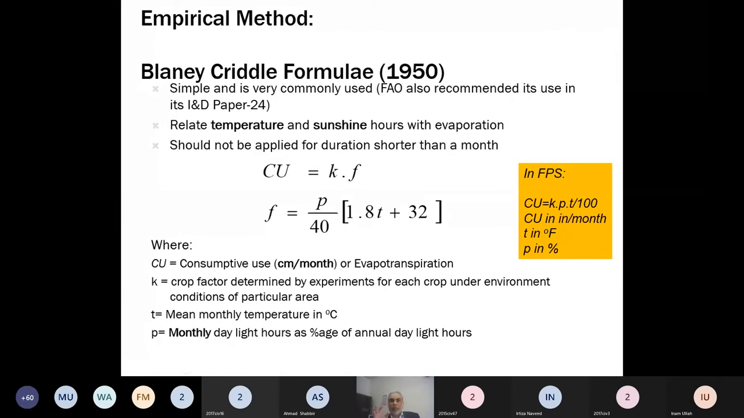Hopefully everybody is with me that volume of water can be mentioned in volume units such as cubic meter, cubic feet, million acre feet. It can be mentioned in depth units also, and you are clever enough to convert them into each other. So if we want to calculate in centimeters per month, we should use this formula. If we want to calculate in inches per month and we have Fahrenheit temperature, we should use this formula.